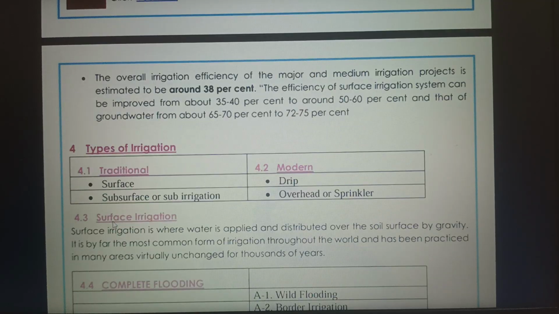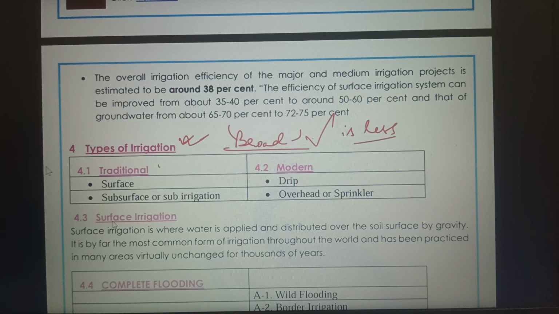Now, types of irrigation. The next topic in the syllabus is types of irrigation. As I said, it can be divided into 2 major broad heads. The first broad head is traditional methods, the second is modern methods. Whenever we say traditional method, that means efficiency is less; examples are surface and subsurface irrigation. Whenever we say modern irrigation, the efficiency is more; examples are drip or overhead or sprinkler irrigation.